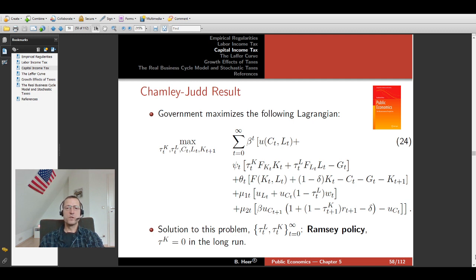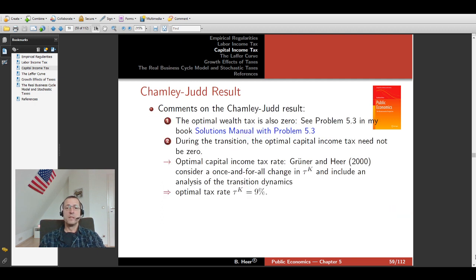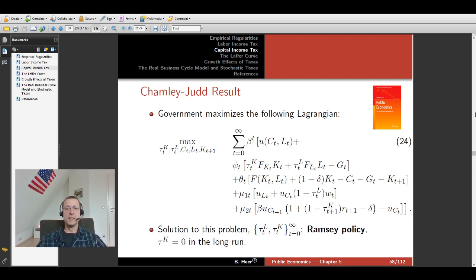And what you can show, and this is provided in the appendix of chapter 5 in my book, is that the optimal tax rate tau k in fact is 0 in the long run, in the new steady state. So what we found computationally, you can also find by pretty harmless assumptions on your utility function and your production function, U and F, from the Ramsey policy. This has been shown by Chamley and Judd.